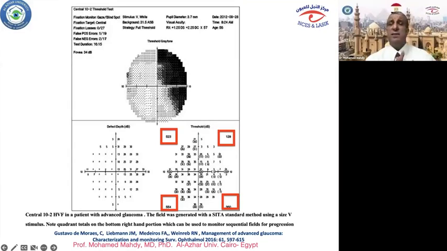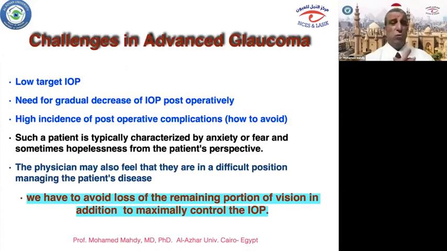What are the challenges in advanced glaucoma? We have several challenges here for sure. One of them is the low target intraocular pressure we have to reach, and we need to gradually decrease the intraocular pressure post-operatively, and also the high incidence of post-operative complications, which we should avoid. Such a patient with advanced glaucoma is typically characterized by anxiety, fear, and sometimes hopelessness and depression. Also, the physician might feel that they are in a difficult position managing such a precious patient.